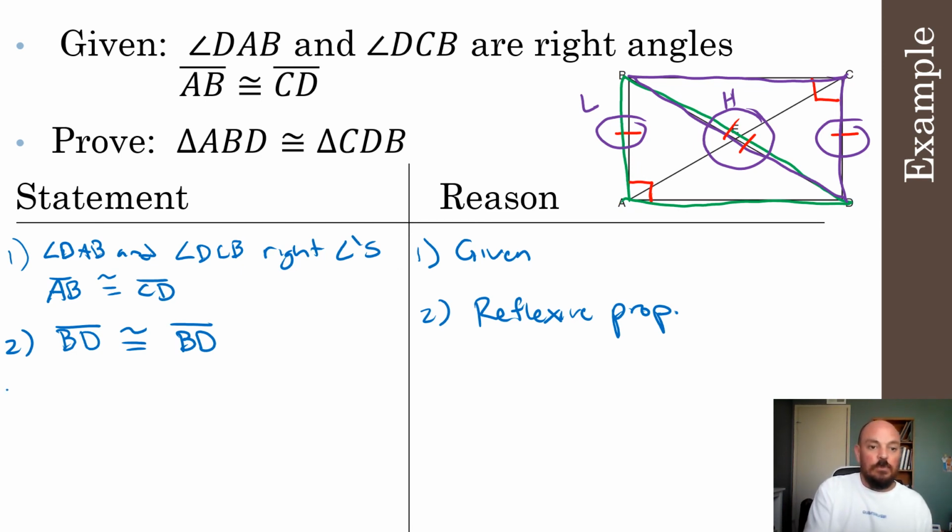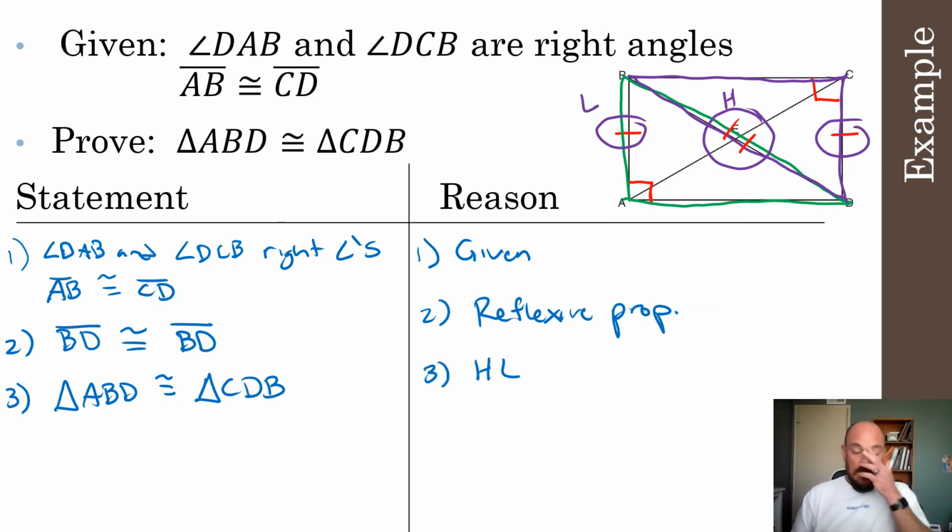So I go back up to what I was trying to prove. I'm ready to say that triangle ABD is congruent to triangle CDB. And the reason is HL. The hypotenuse and one of the legs is congruent in the two right triangles. They're congruent by HL. So it looked like it might be a hard problem, but it was actually kind of a simple one because it only took 3 steps. We stated the given, we did reflexive property for the hypotenuse, and we had HL.